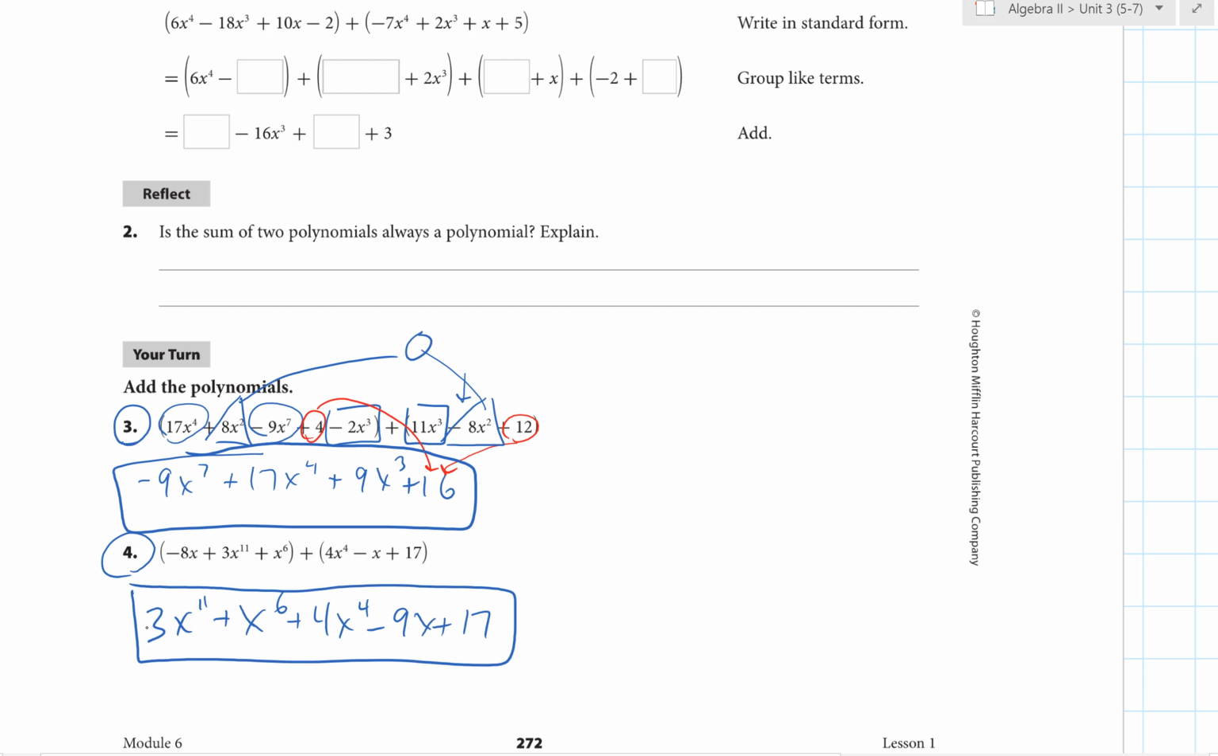Okay, so the final answer for problem number 4 is 3x to the 11th plus x to the 6th plus 4x to the 4th minus 9x plus 17. And we can get that. I'll show that this time using the book's method with the vertical addition.